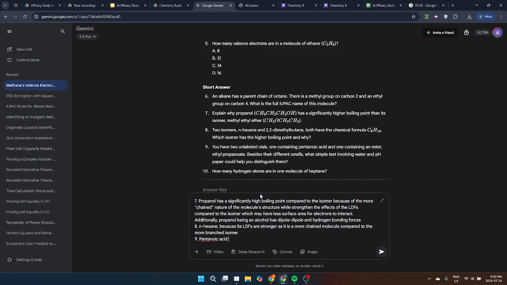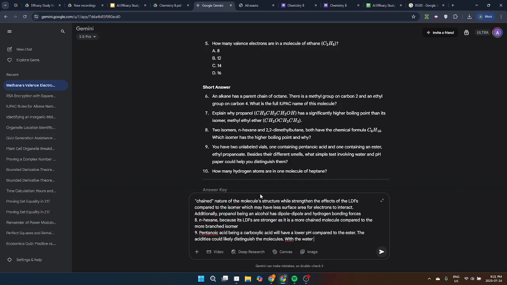Pentanoic acid. Pentanoic acid being a carboxylic acid. Have a higher pH compared to a lower pH compared to the ester. The acidities could likely distinguish the molecules.